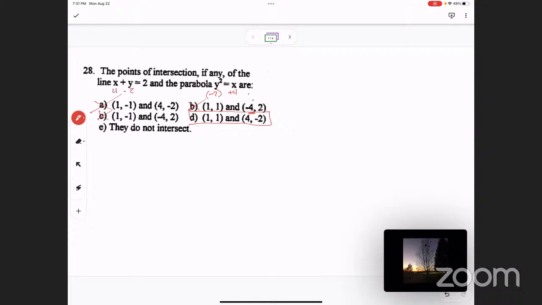Okay. So there's an algebraic way of doing it, but when they give you multiple choice, you don't have to do it algebraically. You can just plug and chug.